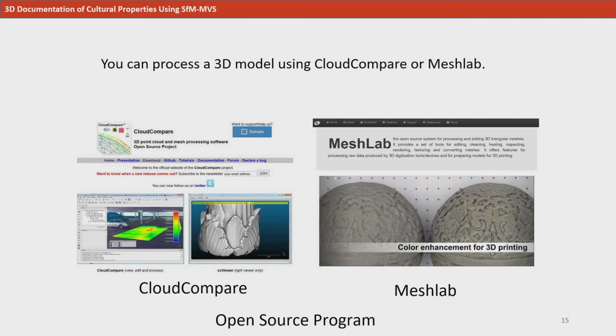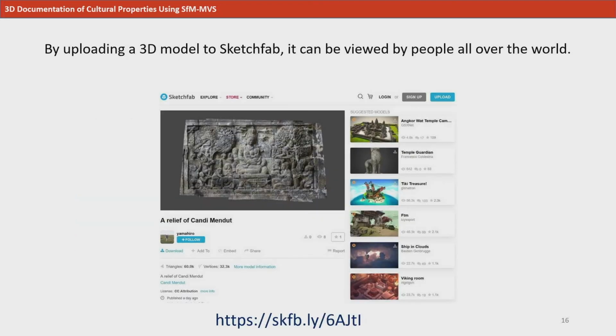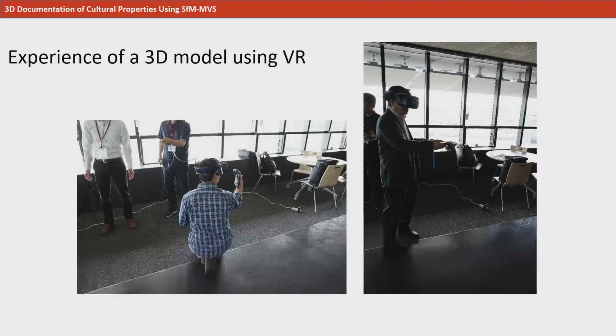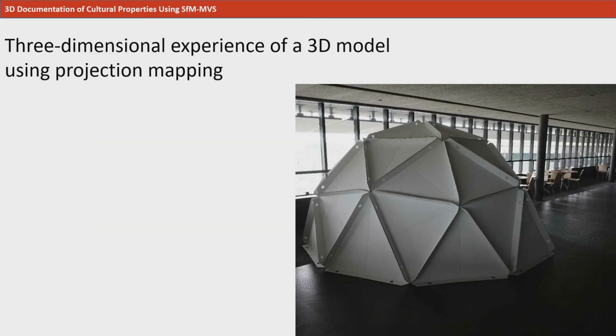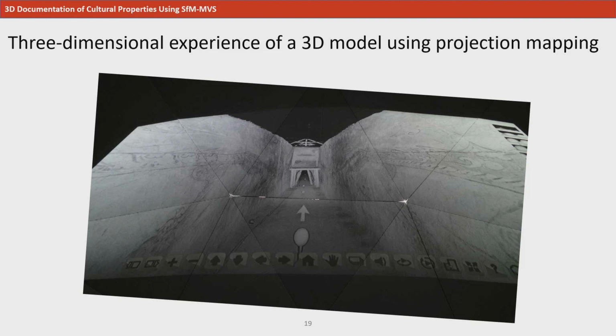Once a 3D model is created, it can be analyzed, edited, and displayed using open source programs like Cloud Compare, MeshLab, etc. Or, by uploading a 3D model to Sketchfab, it can be viewed by people all over the world. 3D models can be experienced using VR, virtual reality, etc. By setting up a darkened booth, a 3D model can be experienced three-dimensionally using projection mapping. Like this.